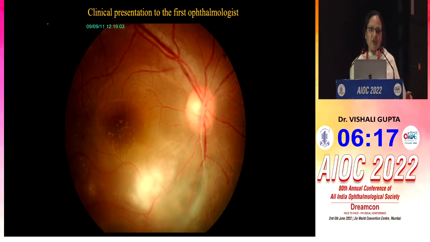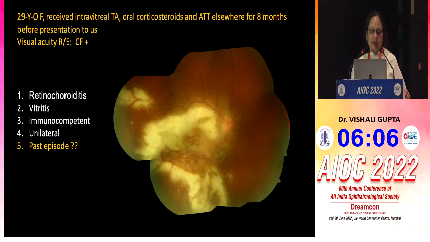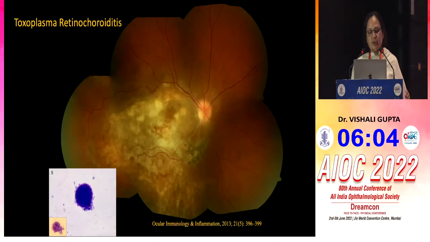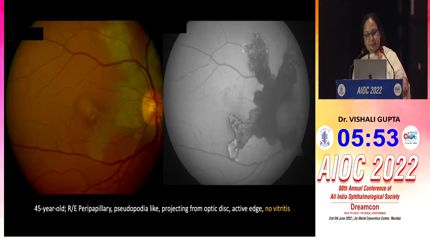So, it's toxo, but this patient received multiple steroid injections, oral steroids, anti-TB, and that is how she ended up being like this. And of course, we did everything, and she even had toxocysts in her vitreous. But despite doing this, the vision doesn't come back because of the mess that has been created.